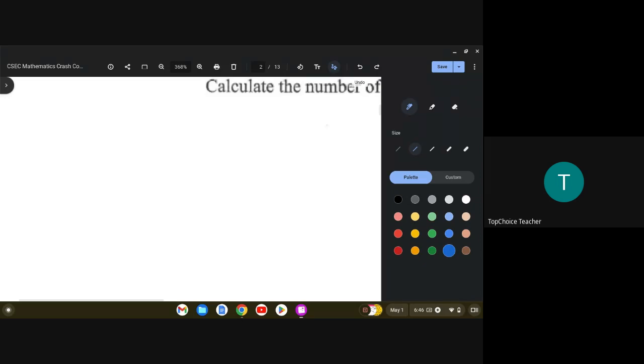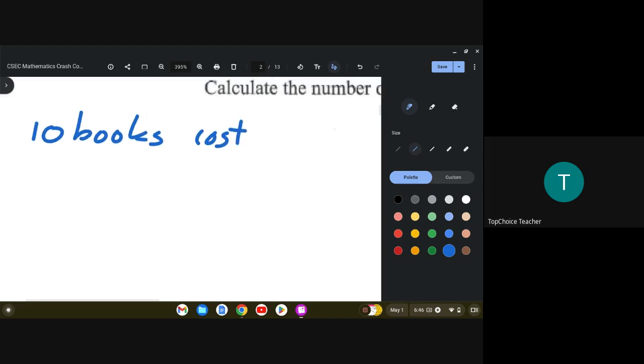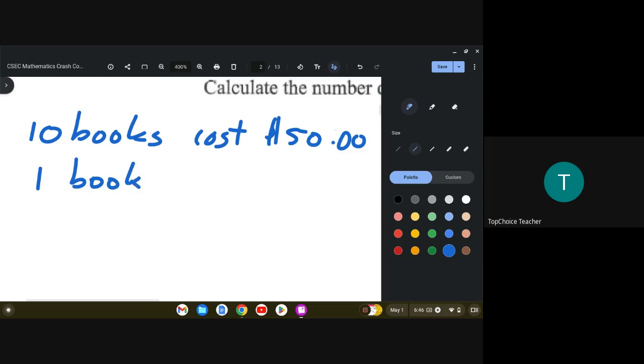So let's say we know that 10 books cost an easy number, $50. Okay? I want you to visualize 10 books cost $50. How would you calculate how much one book costs? One book is 50 divided by 10. 50 divided by 10. 50 over 10.